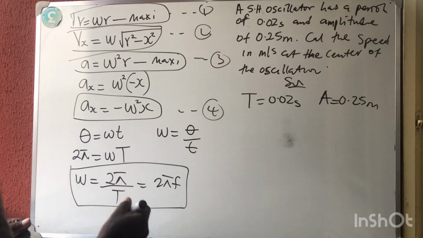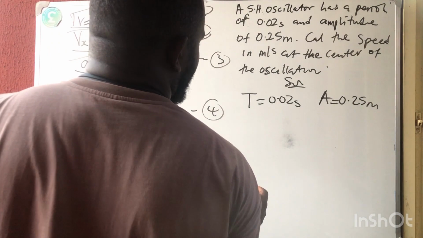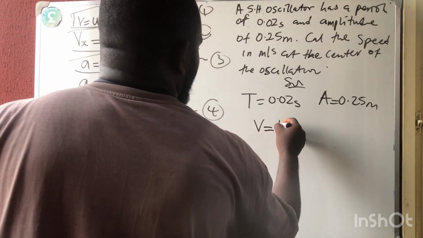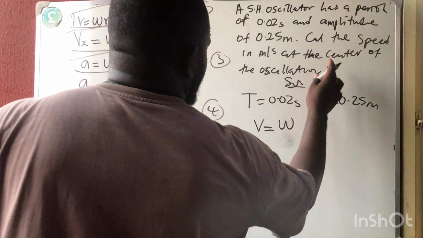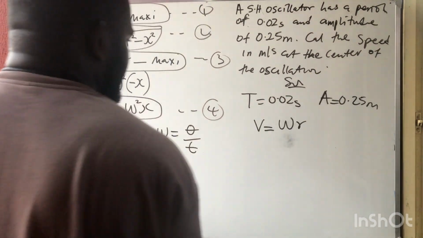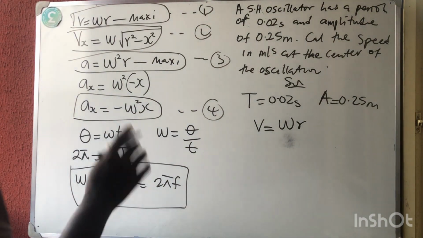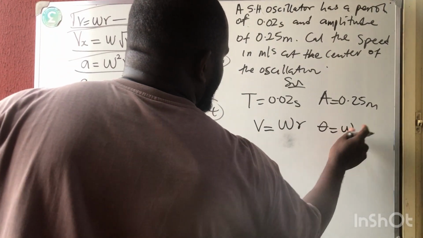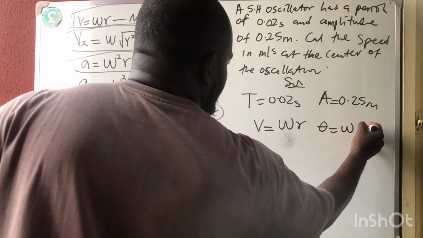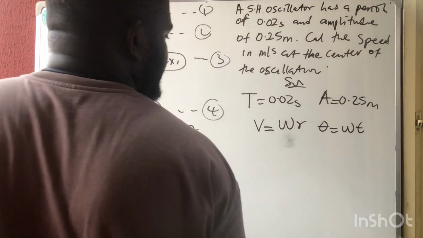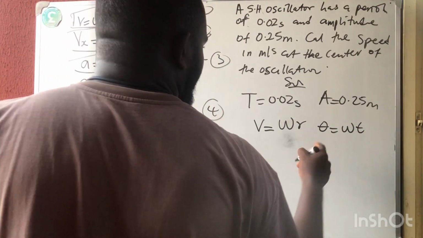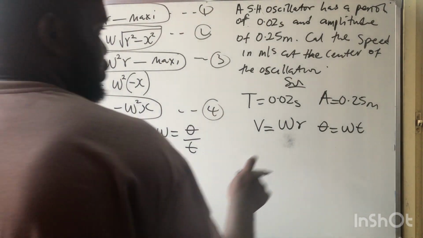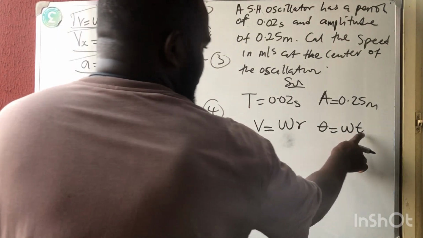But there is a formula we know. And that formula said that what? The normal velocity is equal to what? Angular velocity times r. Don't forget this formula. And we know that our theta is equal to what? W theta times time, is it not? Because W is equal to theta over t. Did they give us t?